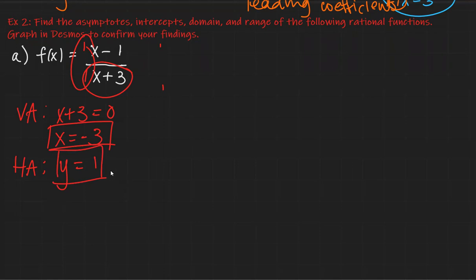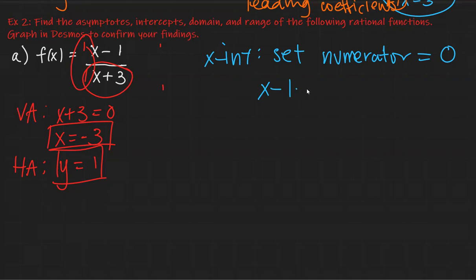All right, let's go ahead and find some intercepts. Let's start with the x-intercepts. How are we going to find the x-intercepts? We haven't talked about that quite yet here. Well, here is the rule. For x-intercepts, set numerator equal to 0. So let's do that. X minus 1 equals 0. Oh, that's not bad. X is equal to 1. So our x-intercept is (1, 0).